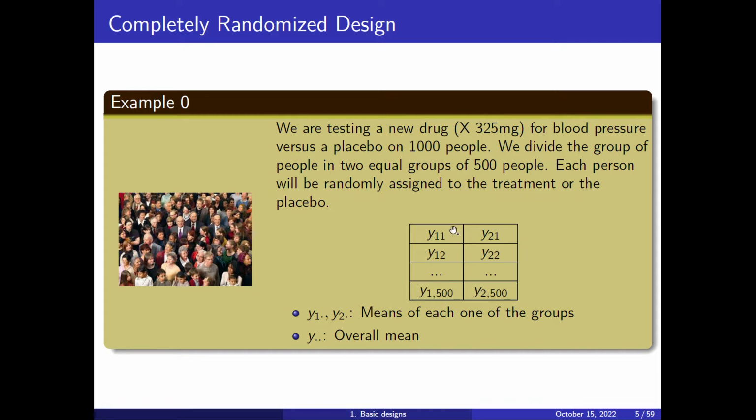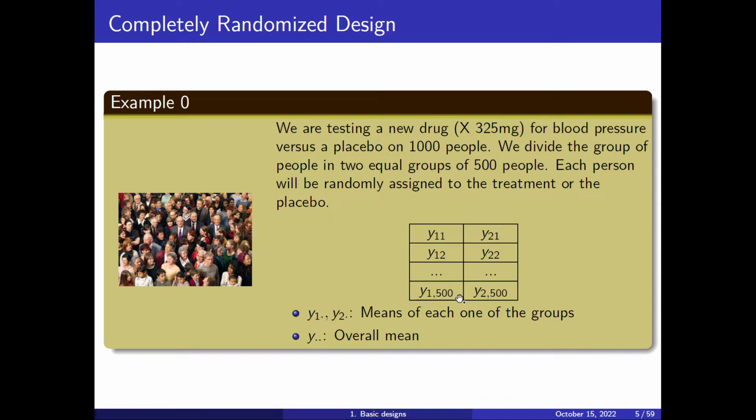Then for each person we will have a blood pressure measurement. In the first group we will have person 1, person 2, up to person 500. The Y is the blood pressure of that person, and then in the second group we will have the same: second group, first person; second group, second person. In this notation, the first subindex is the group, the second one is the person.